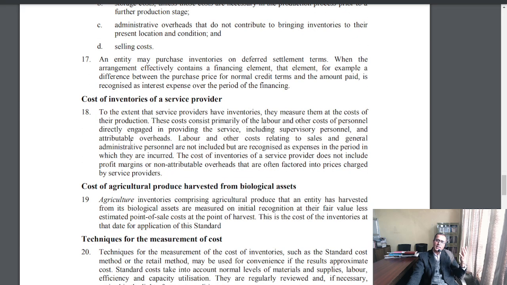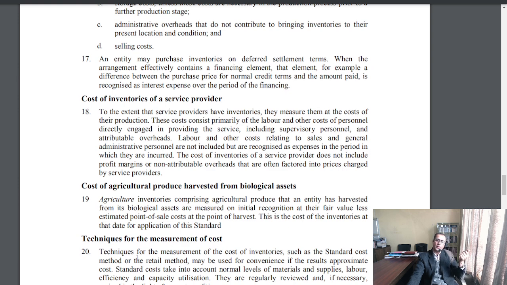Now the next one is the cost of inventory of a service provider. Your service provider could be, for example, the airlines industry. For example, when you are selling merchandise inventory, there is an attached service also. That is why there might be a service cost also that you need to consider here.